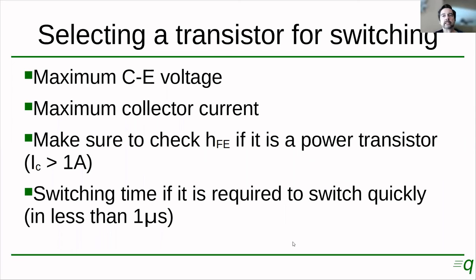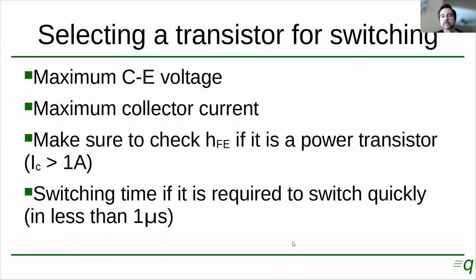Okay, so how do we select a transistor for switching? There are some parameters that we have to look at. The first one is the maximum collector-to-emitter voltage. You have to make sure that the transistor can handle the voltage that your circuit will be using. For instance, if you're going to be switching a circuit with a voltage of 24 volts, you probably want some margin there and use a transistor with a collector-emitter voltage of at least 35, 40 volts or maybe higher.